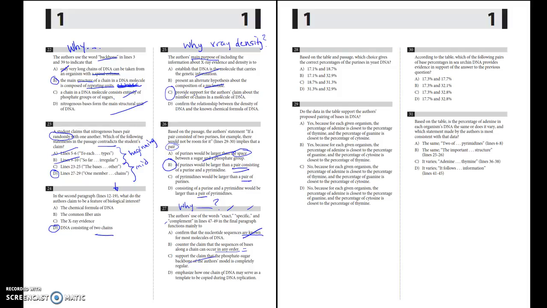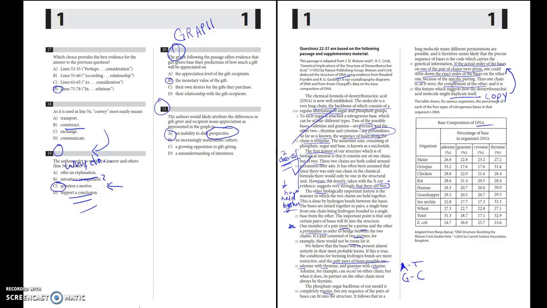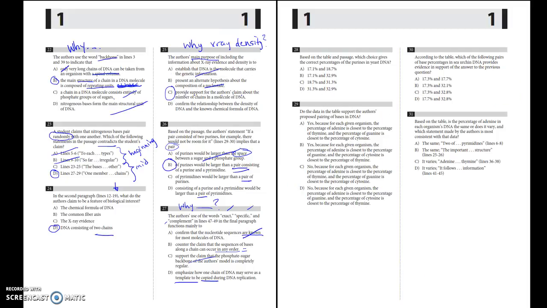Emphasize how one chain may serve as a template to be copied. Okay, I remember this. I wrote down the word copy right here, because that's how we can duplicate. So a template, a copy. D is the answer. Boy, that was a lot easier than I made it because I went A through D. But it's important. I mean, it didn't take that much time to go through that whole thing bit by bit. Okay, but D was clearly right.